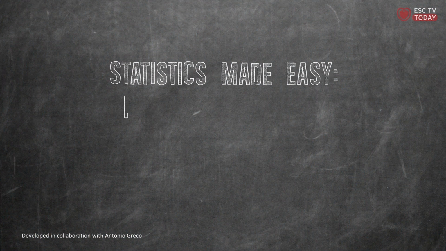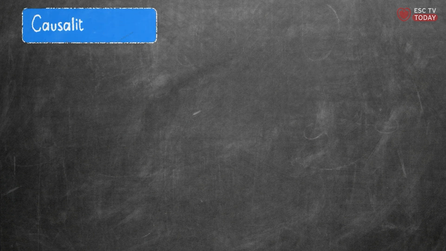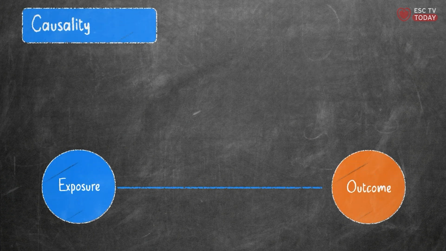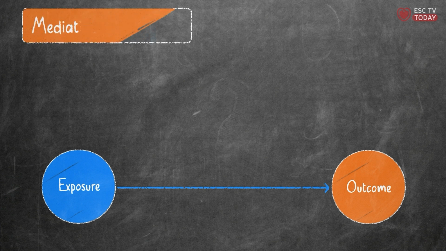Statistics made easy. Mediation analysis. In scientific research, knowing whether an exposure affects an outcome is often not enough. Just as important is understanding how and why this effect occurs. Mediation analysis is a statistical method designed to answer that question.